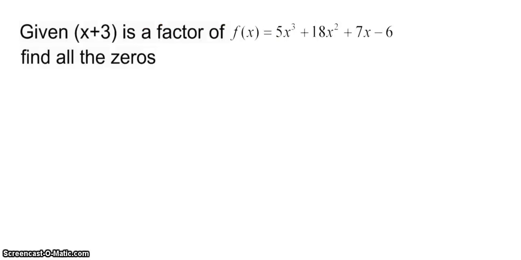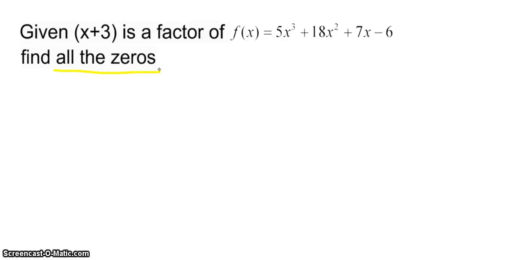Okay, so now, moving on to another example. Given x plus 3 is a factor of f of x equals 5x cubed plus 18x squared plus 7x minus 6, find all of the zeros. One thing to note, I'm going to emphasize this again and again, but pay attention to what the question is asking you to do. It's saying find all of the zeros. Now, we're going to use synthetic division to help us do that, but we still are going to have to do a little bit more work after the synthetic division.